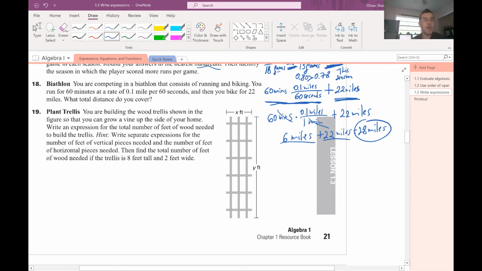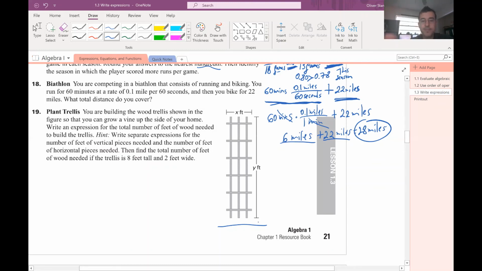19, plant trellis. You're building the wood trellis shown in the figure. So this one right here, so that you can grow a vine up the side of your home. Write an expression for the total number of feet of wood needed to build the trellis. There's a hint here. Write separate expressions for the number of feet of vertical pieces needed and the number of feet of horizontal pieces needed.